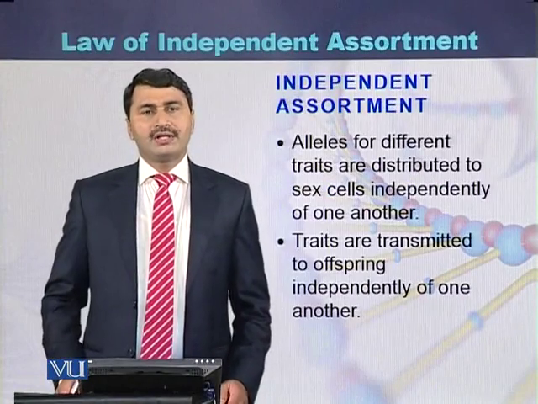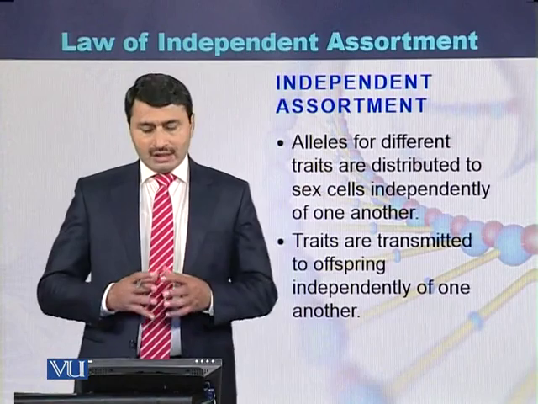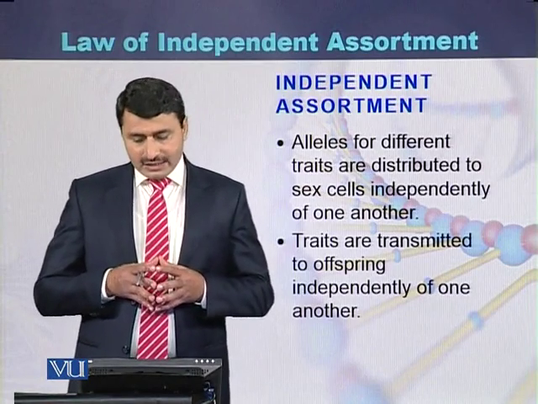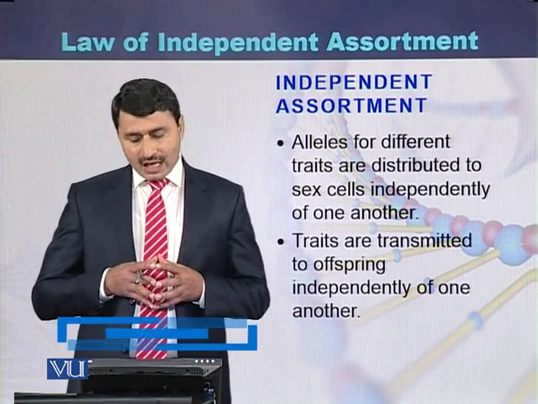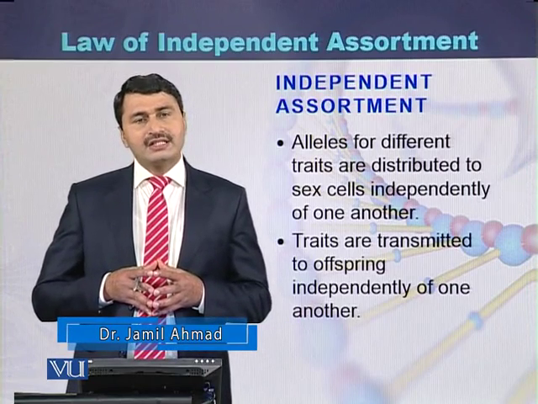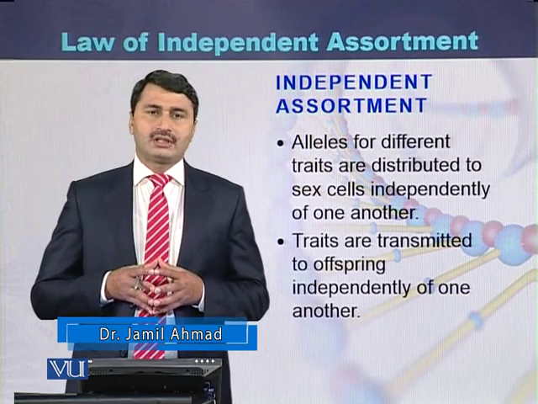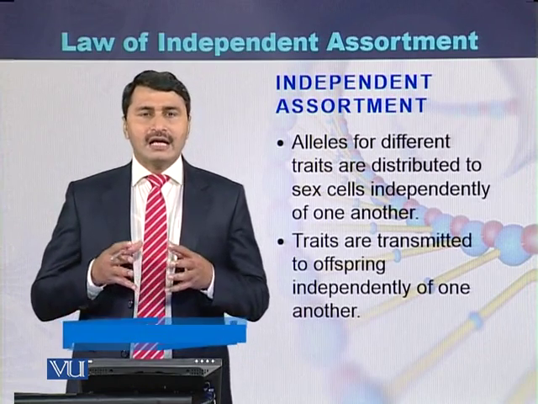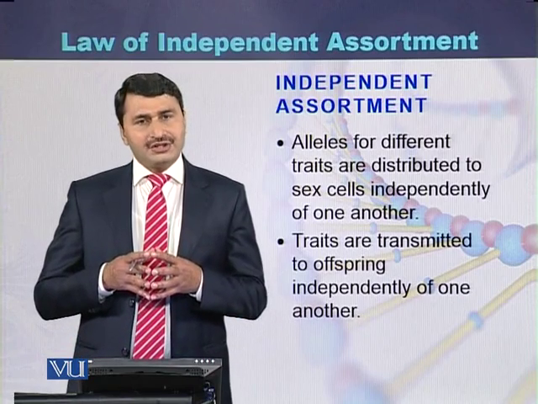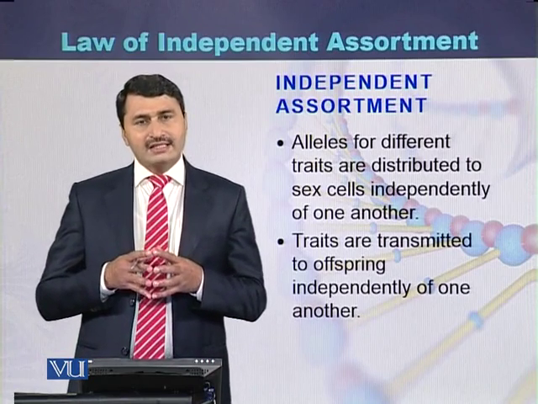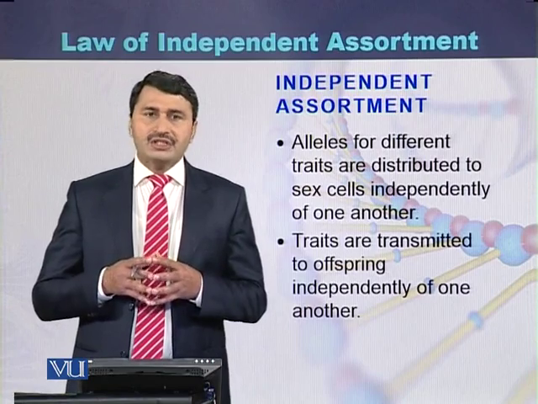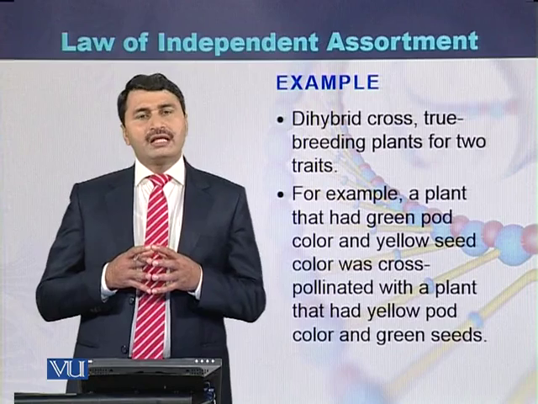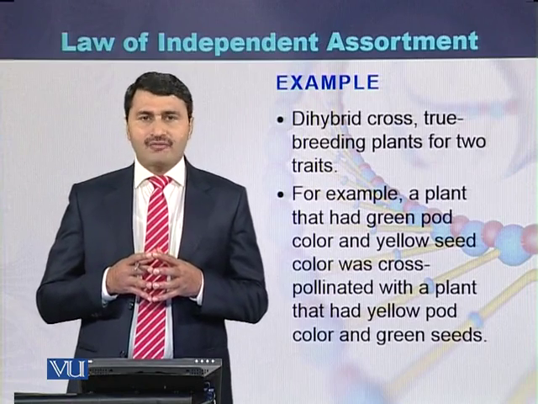Law of independent assortment. The law of independent assortment states that the alleles for different traits are distributed to sex cells independently of each other. Or in other words, we can say that different traits are distributed to the sex cells independently from each other. An example would be the dihybrid cross of Mendel.